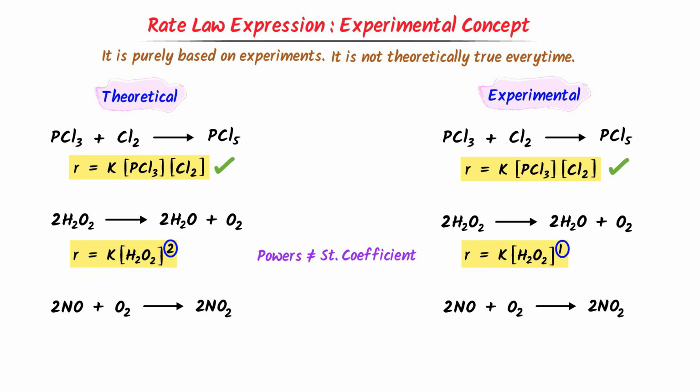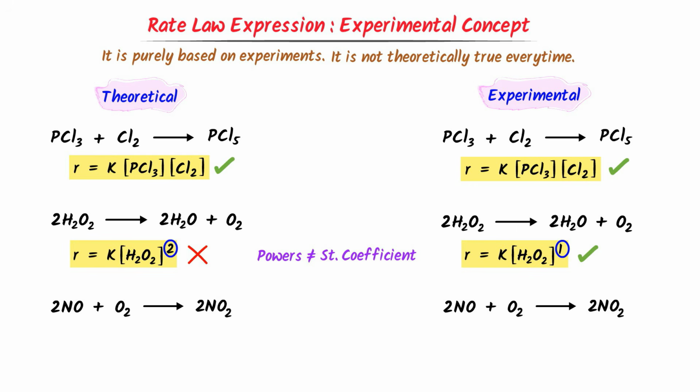Thus, we learned a very important point from this example. The powers are not always equal to the stoichiometric coefficient. Let me repeat it. The powers are not always equal to the stoichiometric coefficient. So theoretically, this is a wrong rate law expression, while experimentally, this is the right rate law expression.